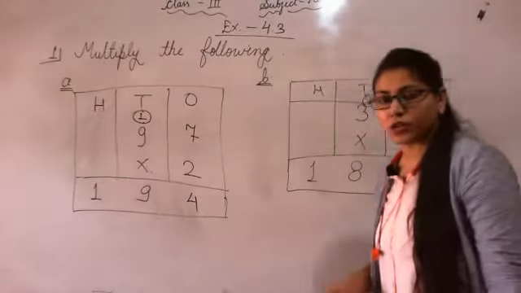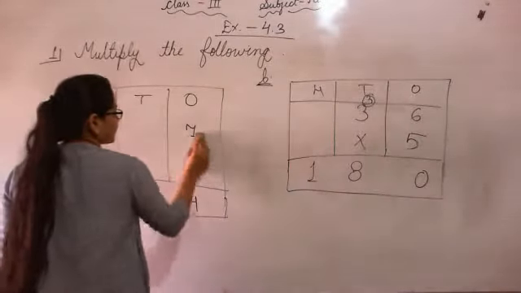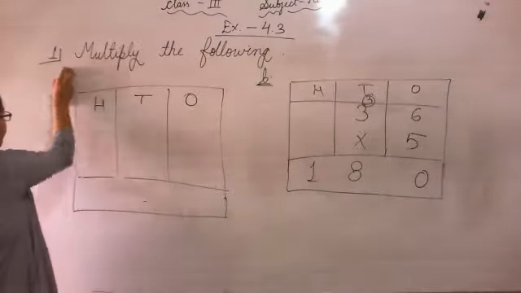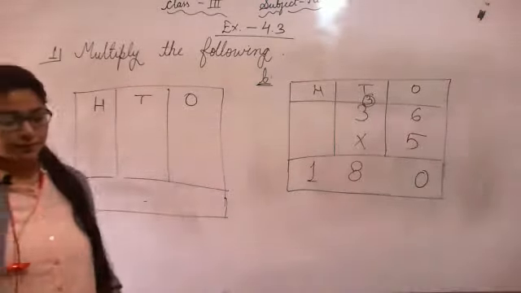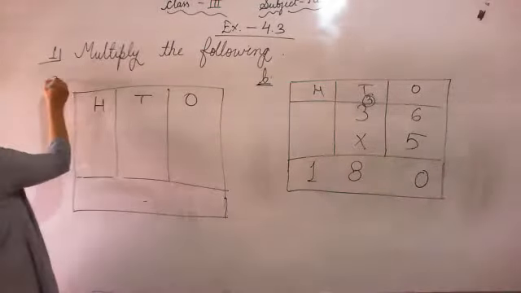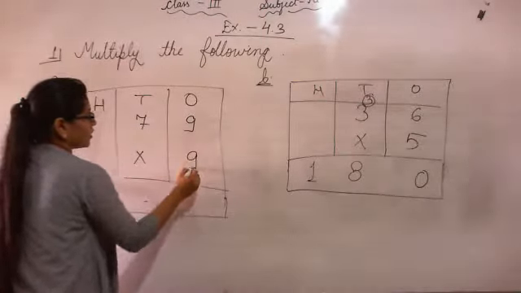Dear students, you have noted down. Now let's move further. Part C. Let's move towards the next question. Part C is 79 into 9.